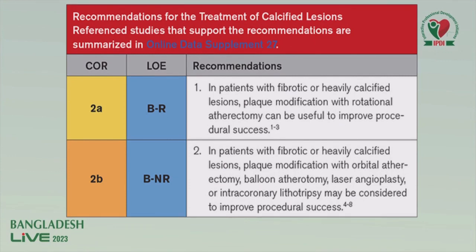What do the guidelines say? According to the American Heart Association PCI guideline 2021, for heavily calcified lesions, plaque modification with rotational atherectomy is a 2A indication, and plaque modification with orbital atherectomy, balloon atherectomy, laser angioplasty, or intracoronary lithotripsy is a 2B indication.